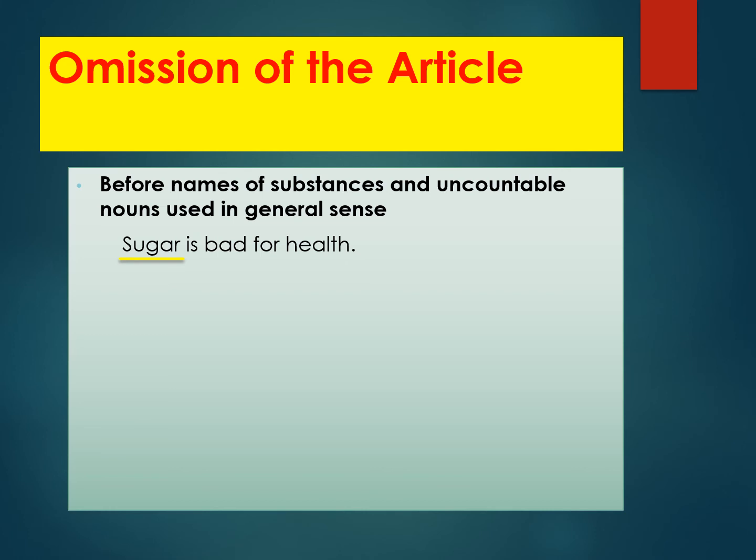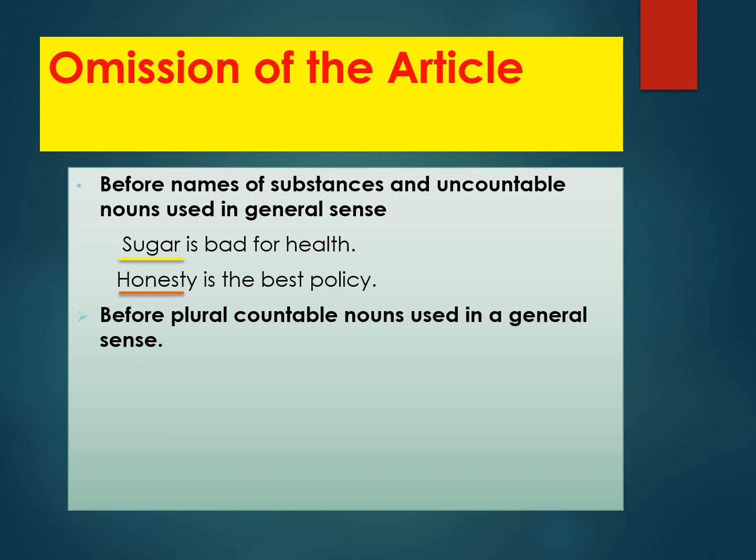Let us see the next example. Honesty is the best policy. Here, the noun honesty. We cannot count honesty as one honesty, two honesty, three honesty. So it is an uncountable noun. Here, this uncountable noun is used in general sense. That's why the article is omitted before the noun honesty.